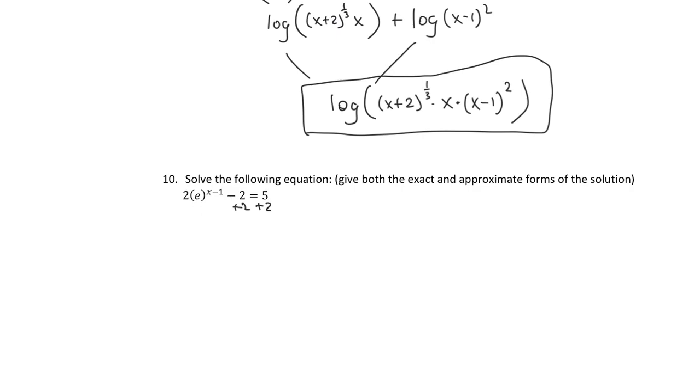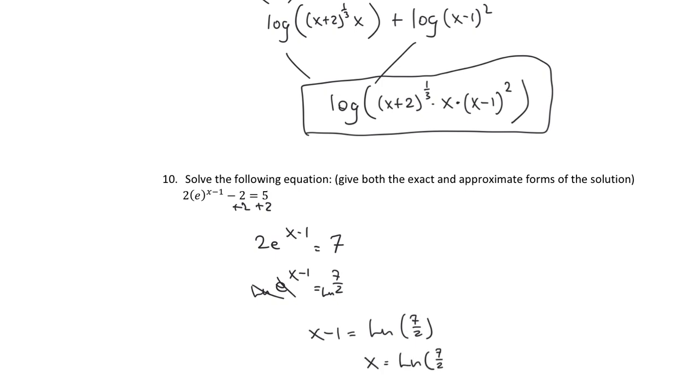So if we add 2 here, we're going to get 7. Then if we divide by 2, we're going to get 7/2. Now if we use a natural log to cancel the base e, we have the natural log of 7/2. Then if we add 1, we get x equals natural log of 7/2 plus 1. That's the exact form. Now the approximate form you could find on a calculator. And that would be 2.52.